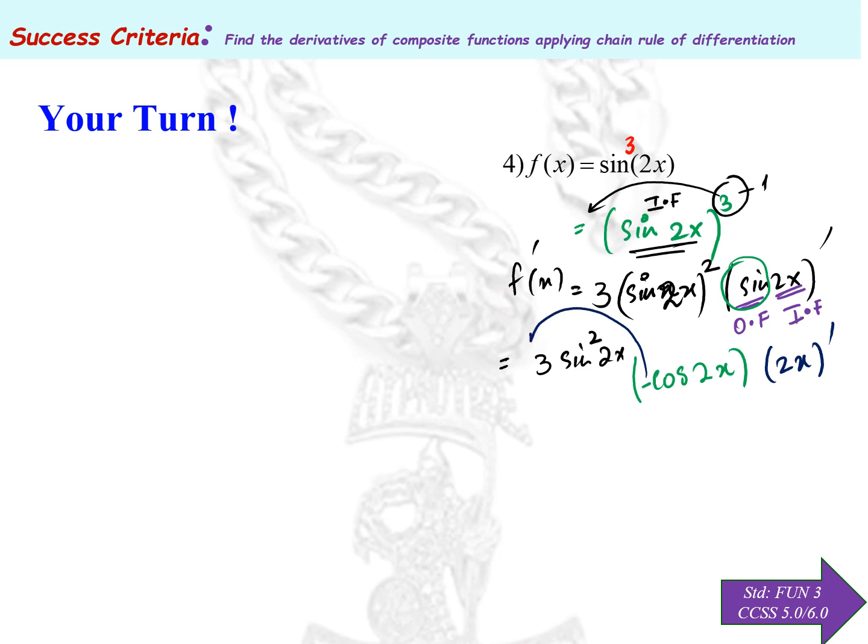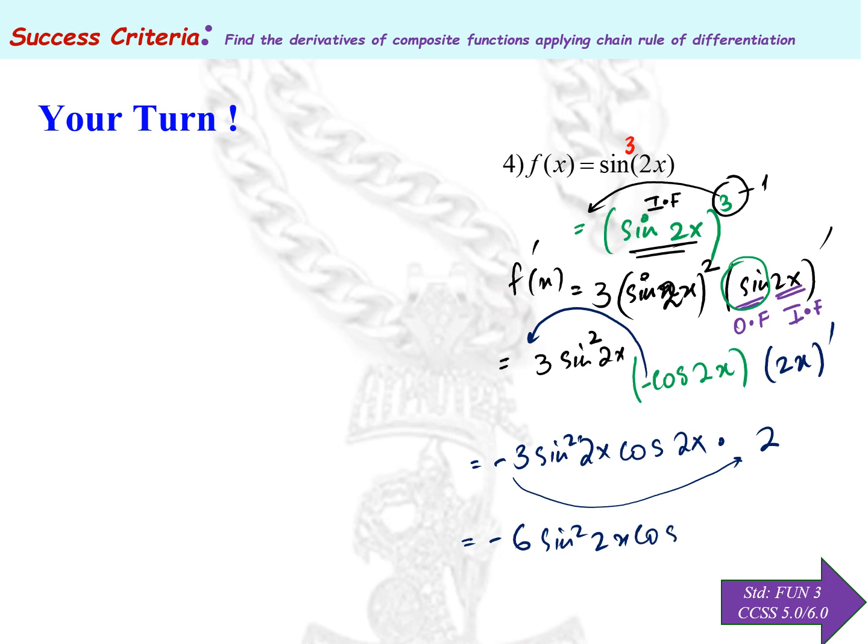Now complete it. This negative will come in the start because they are multiplying. So negative 3 sine square 2x cosine 2x, and the derivative of 2x is 2. Now multiply 3 times 2. It will give us 6. So the answer is negative 6 sine square 2x cosine 2x.